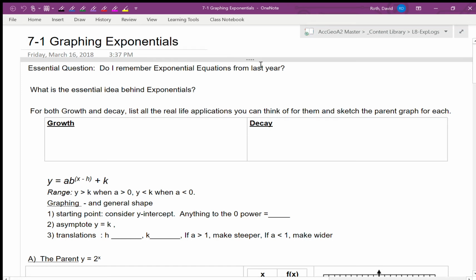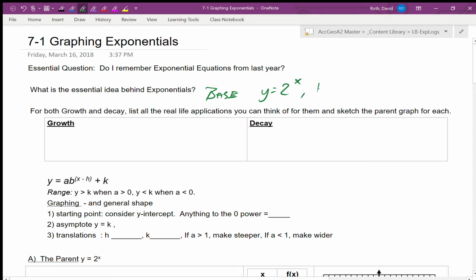Hey everybody, getting on to exponentials, and this is good stuff, and unfortunately, especially appropriate given things going on. But anyway, exponentials. You learned this last year in Algebra 1 class. What's the big idea with exponentials? Well, it's the base. So I'll write base down here. In particular, some base like y equals 2 to the x power, which would be, in this case, a doubling function.